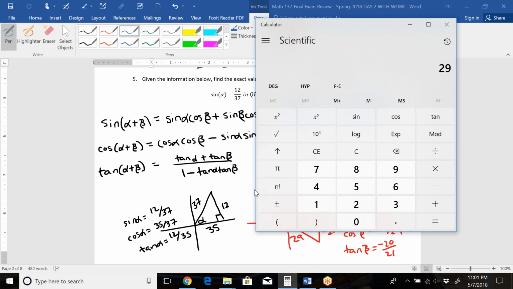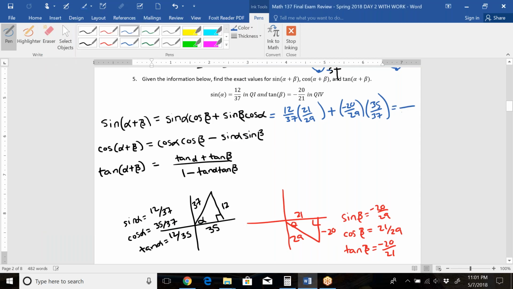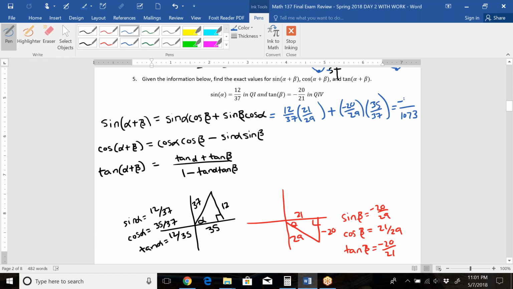So if we multiply the bottoms together, 37 times 29, that's 1,073. The top, we have 12 times 21, and it's going to be minus because it's negative times positive, 20 times 35, getting negative 448.